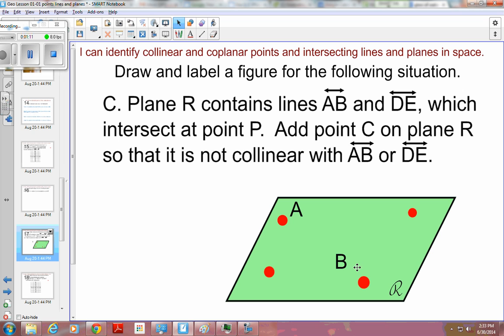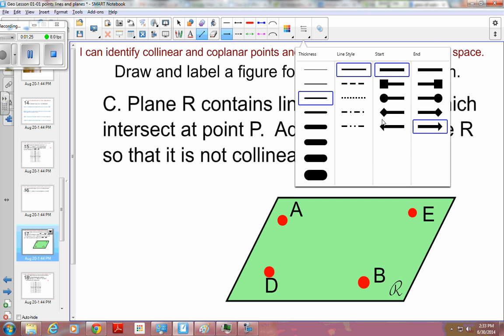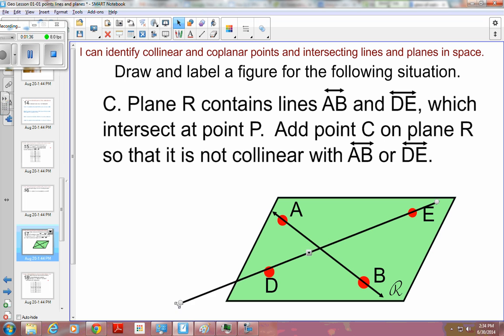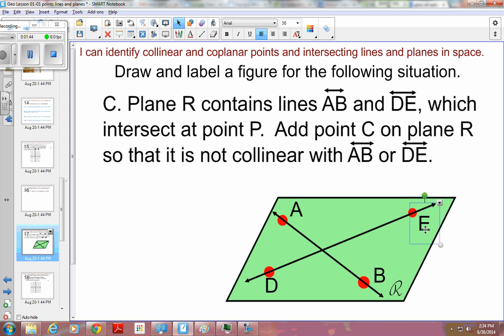So AB is a line, and DE is a line. And they have to intersect. So here are my lines. Put my lines on there. So AB and DE. And I can have them go beyond because planes are just representations. Planes go on and on forever. So I don't have to really stay within the lines. I will just because it looks nicer. So AB is a line, DE is a line, and they intersect at point P.